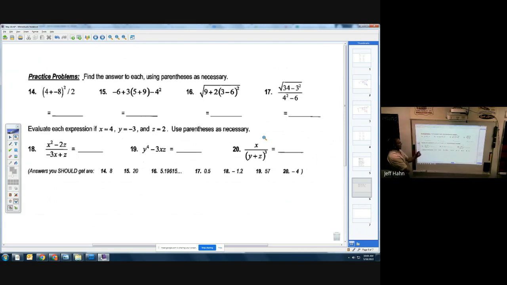Mostly, I'm more concerned about this one down here. You do it, compare your answer with the answers they give you. If you don't get it, we've got something to talk about. Do all of them, 14 through 20. It shouldn't take you very long. Then we'll do the graphing part of this.